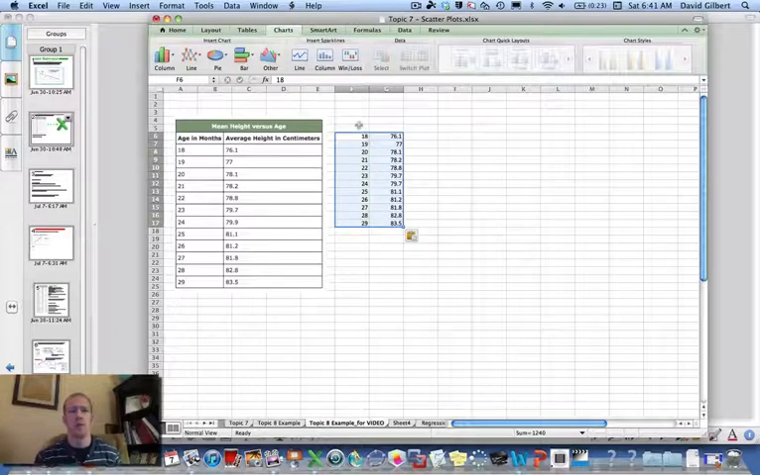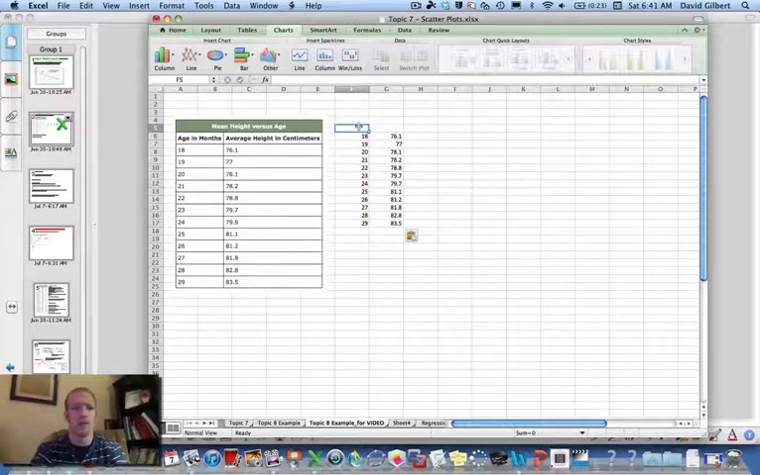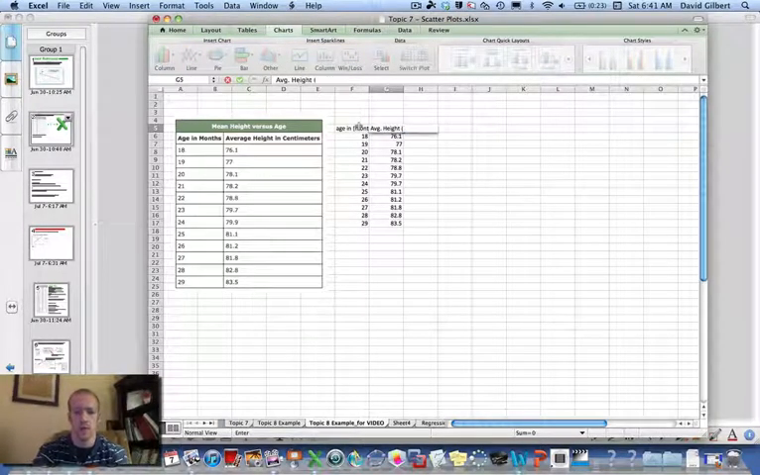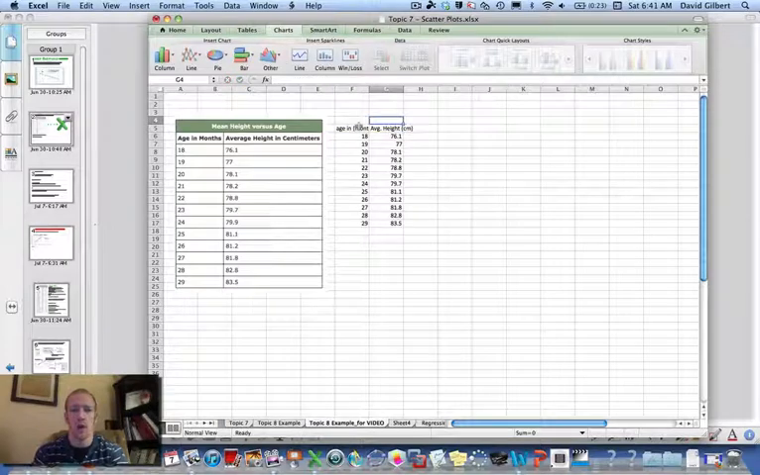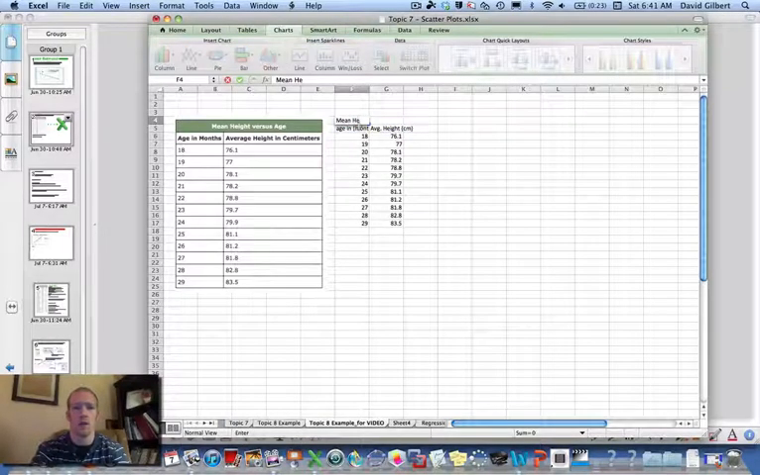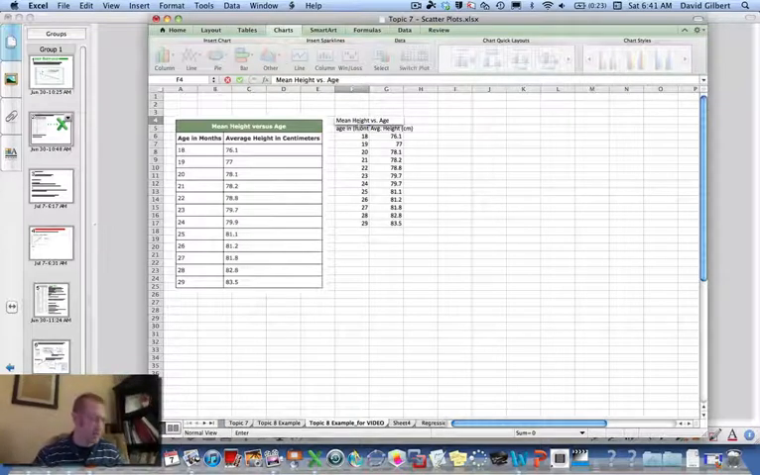And then also it's good to give everything titles. So here's age in months. Here is average height. That's in centimeters. And then up at the top I give it an overall title. So mean height versus age. Alright, so it's not necessary for the calculations, but it makes it look a little nicer.